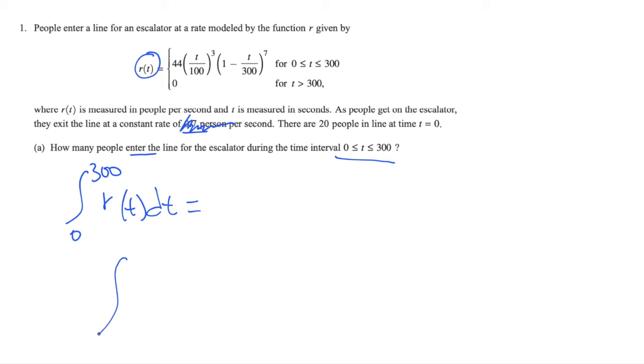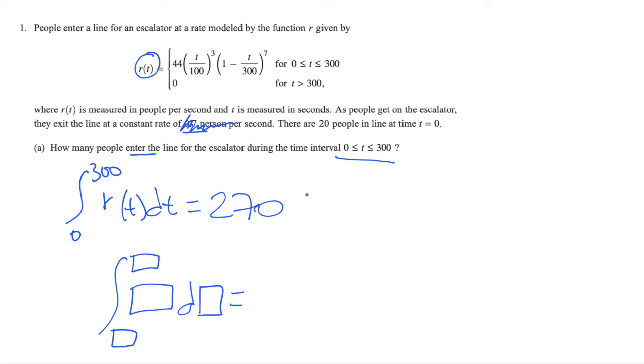In your calculator you will see that there is a tool like integral, and then here you will have a box. You will have another box for the limits, the 0 and the 300, and here you will have another box to introduce the variable. So you just need to put these numbers in the boxes, and then the calculator will do it for you. If you do it, you will see that the calculator will tell you 270, and this is the number of people that enter the line during the time interval from 0 to 300.